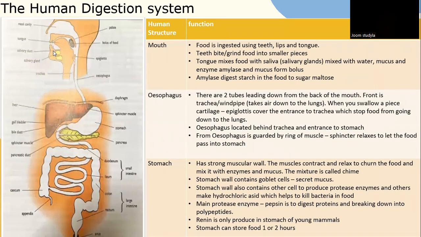In the mouth, food is ingested using teeth, lips, and tongue. Teeth bite and grind food into smaller pieces. The tongue mixes food with saliva from the salivary glands, which contains water, mucus, and the enzyme amylase, and the mucus helps form a bolus. Amylase digests starch in the food into the sugar maltose. Esophagus.